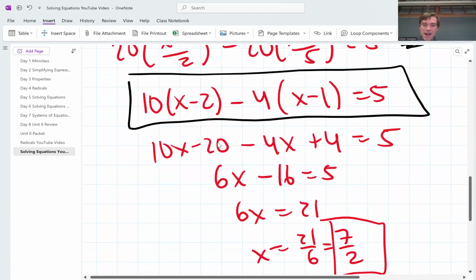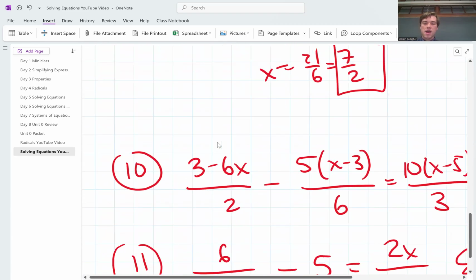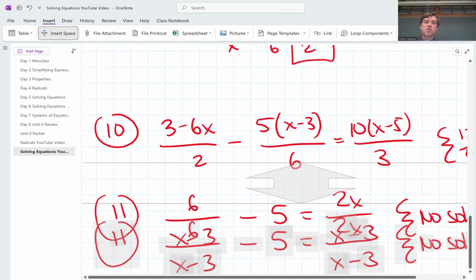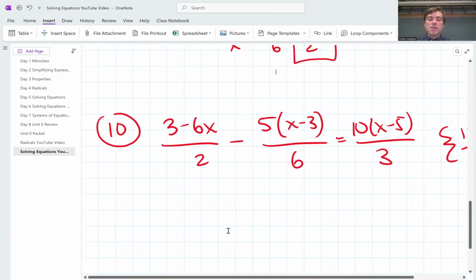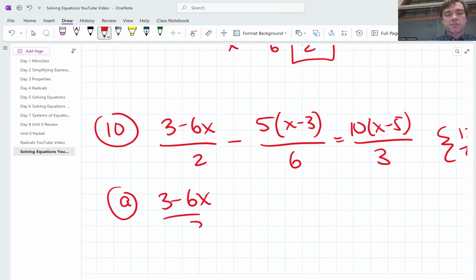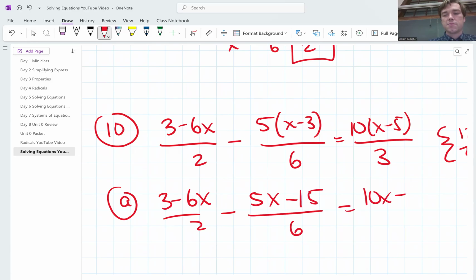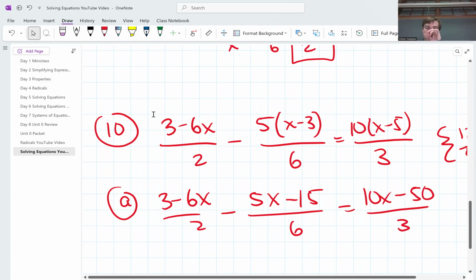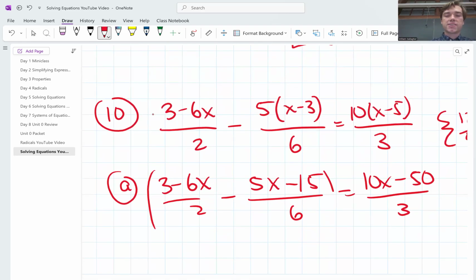All right. Let's talk about number 10. Number 10 is similar, except we have these coefficients going on in the numerator. So there are 2 ways to do this. I would say maybe the easier way is just to distribute in the numerator. So I'm going to get (3 minus 6x) over 2, minus (5x minus 15) over 6, equals (10x minus 50) over 3. All right. And now the problem looks very, very similar to the previous problem. So the LCM here is 6.